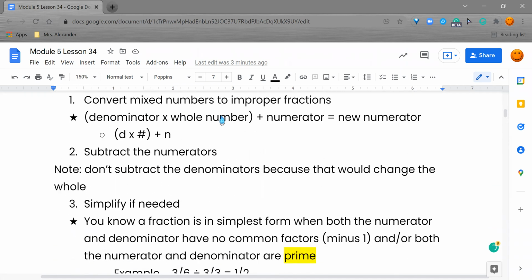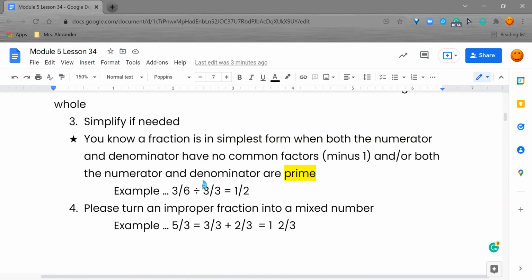Right here, convert mixed numbers to improper fractions. And this is our formula that we do that with, so we can get our new numerator. And with that new numerator, we put it over our denominator. We subtract the numerators. Remember, we don't subtract the denominators because that would change our whole.